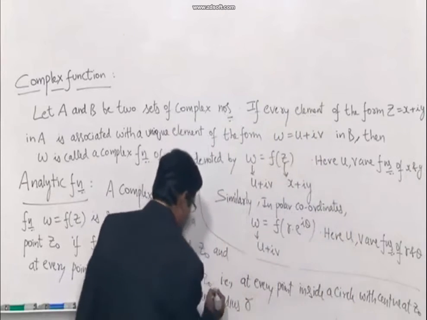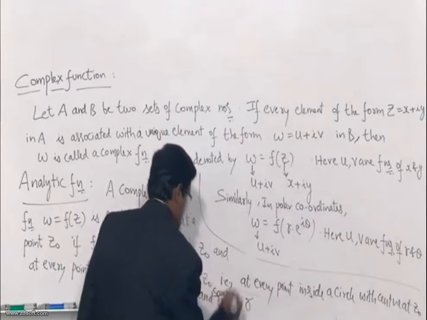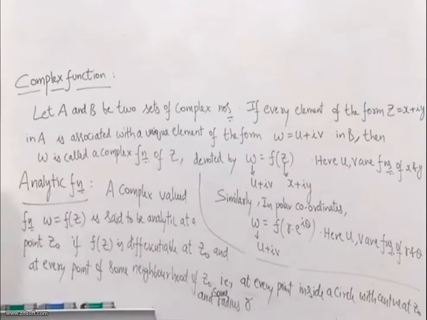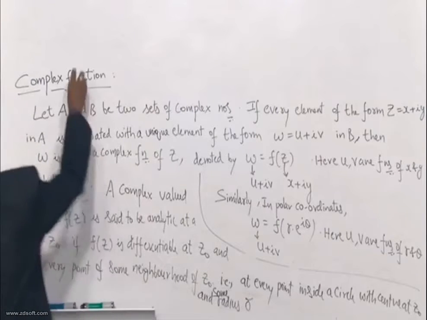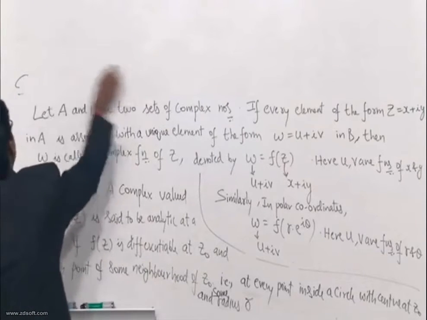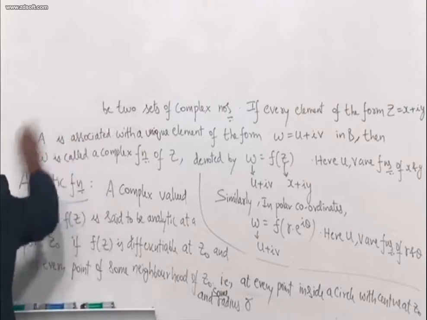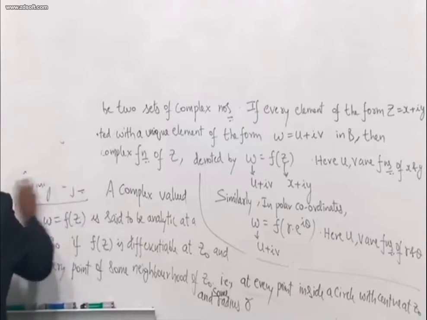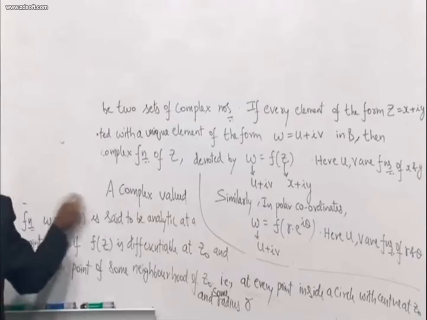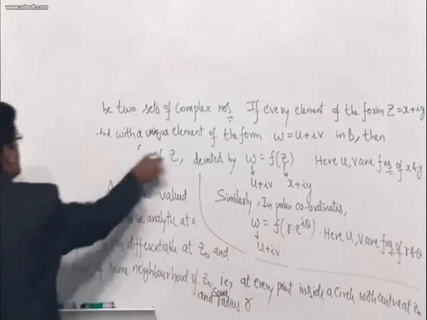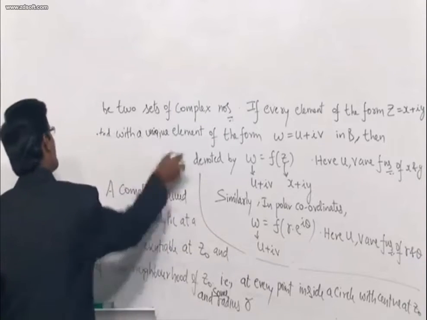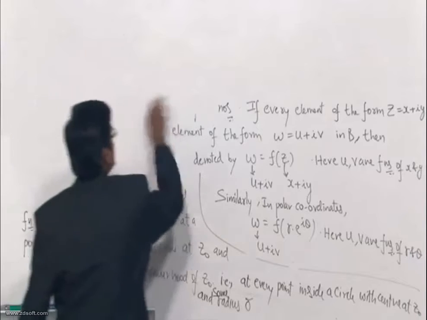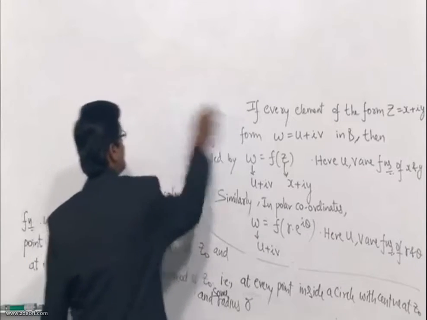Or you can write here some radius delta, because the center is the same. There are so many circles with the same center, that is called concentric circles. Radius only varying, radius only different. What are concentric circles? Having the same center but different radii.